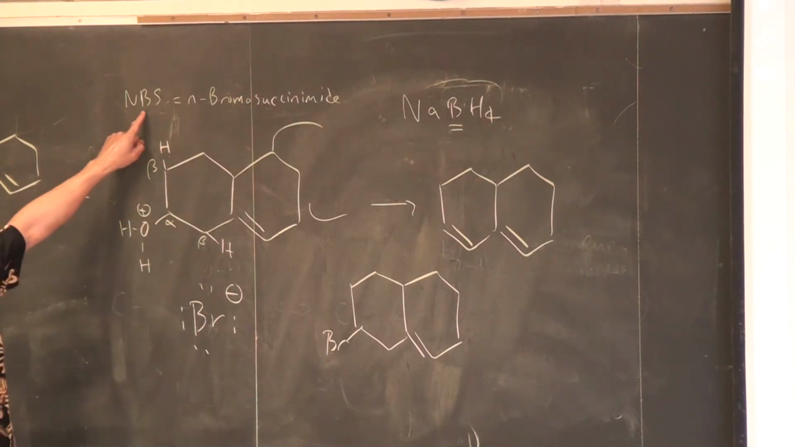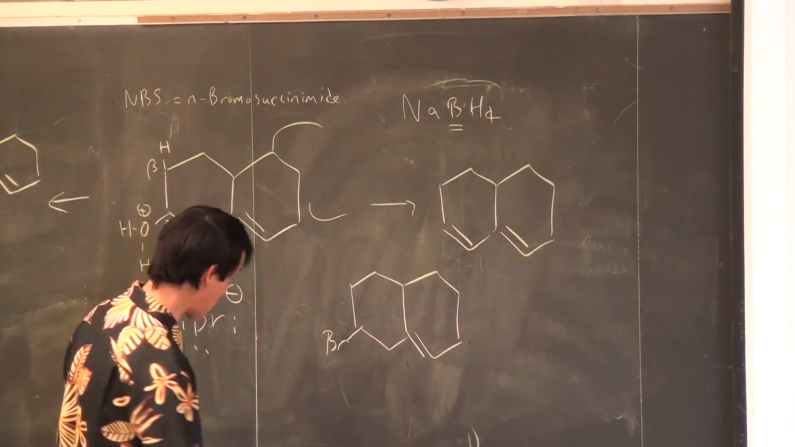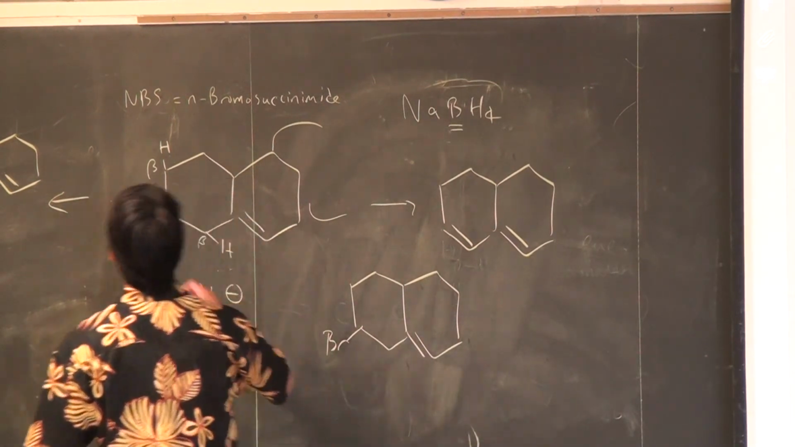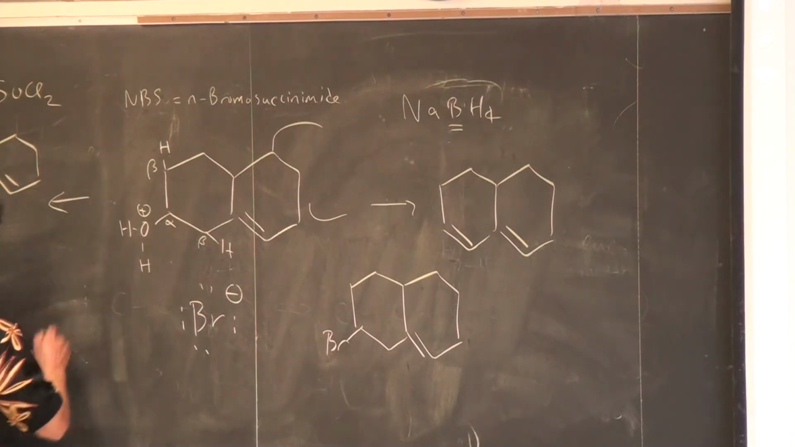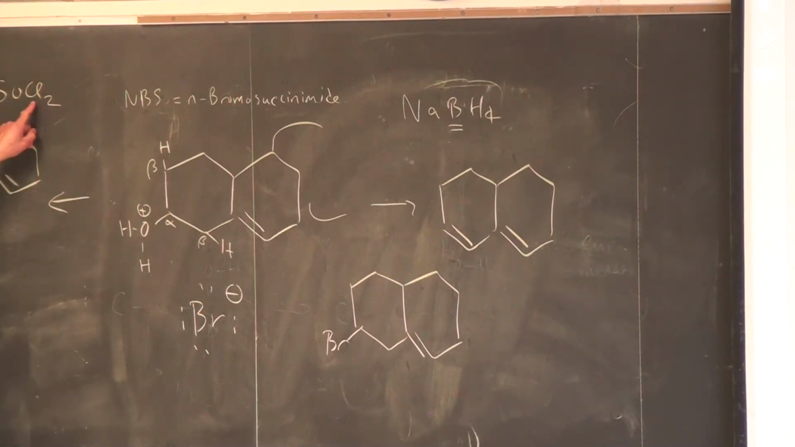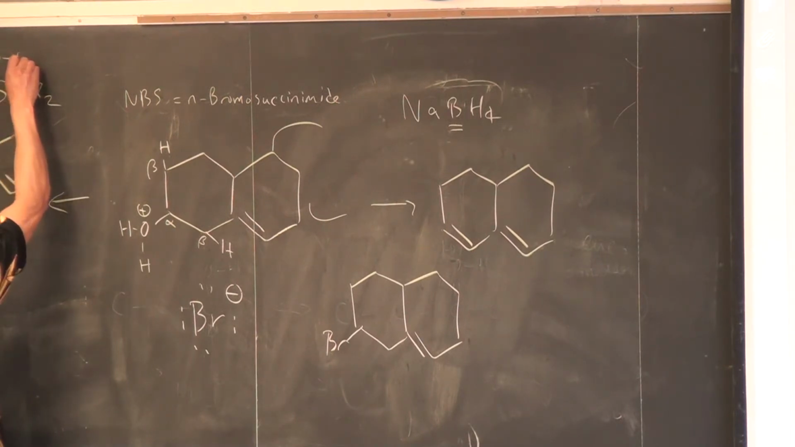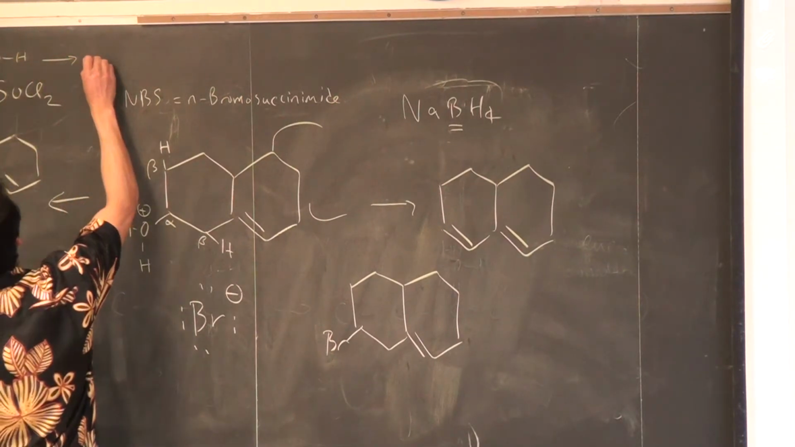Okay, so again, NBS is some sort of brominating agent. The same thing is true for, for example, SOCl2. Note that SOCl2 is a chlorinating agent. That'll put a chlorine in something. So one reaction we used with SOCl2 was to change that OH to Cl. Yeah, so that was this one. You have the acid group on this one.